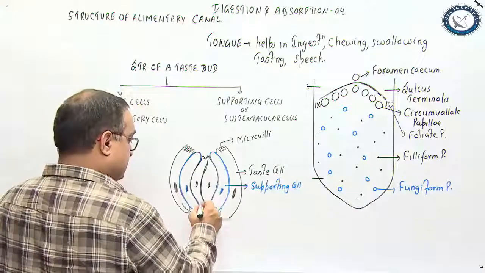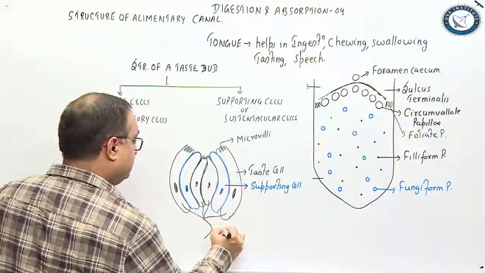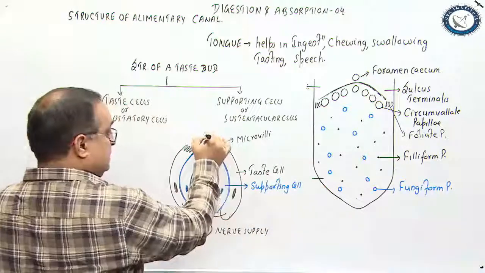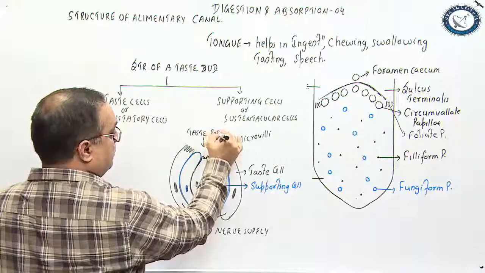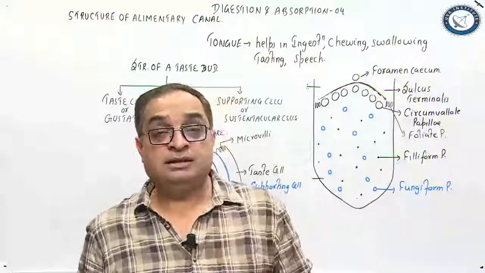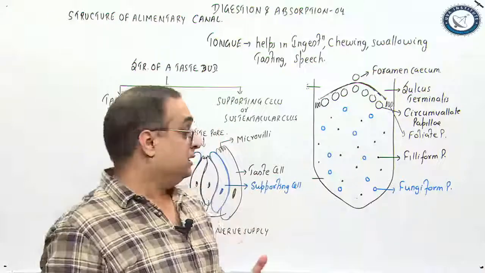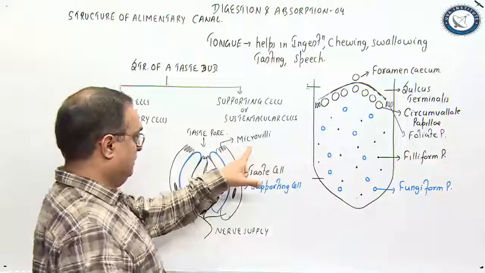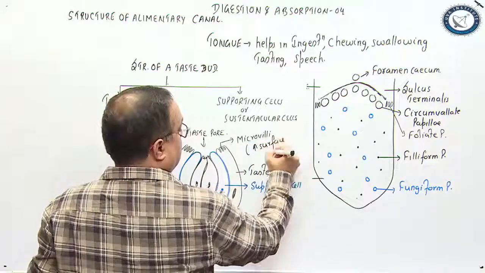The taste cells have nerve supply. This is the nerve supply. This is the taste pore. Taste buds can taste substances only in their liquid form. That's the reason we have mucus in our buccal cavity. Microvilli, they do what? They increase surface area.